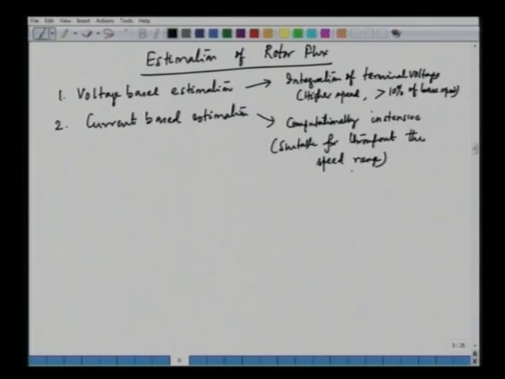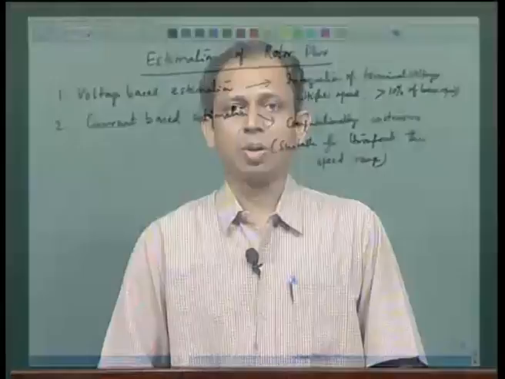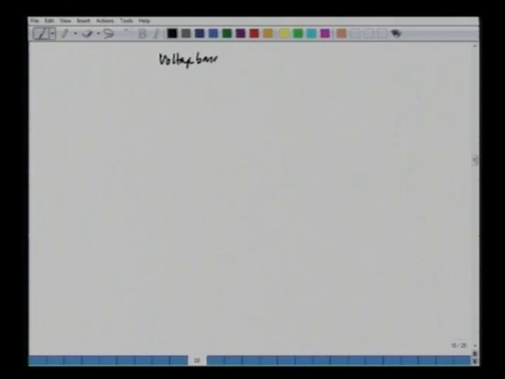Now, first we will discuss how to do the estimation using the voltage based technique. Right now we will be discussing the voltage based technique to estimate the flux. We have the terminal variables available to us. So, we have the voltage based flux estimator model. Now, we can find out what is IDS.